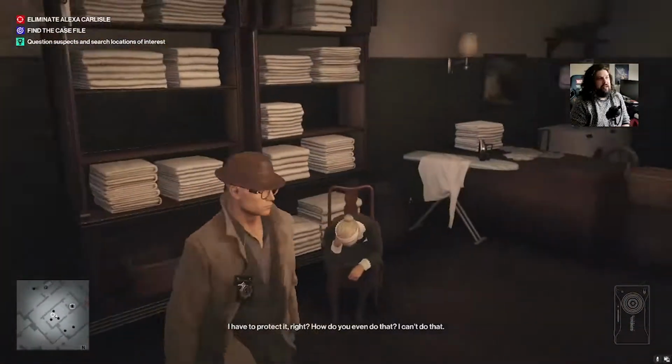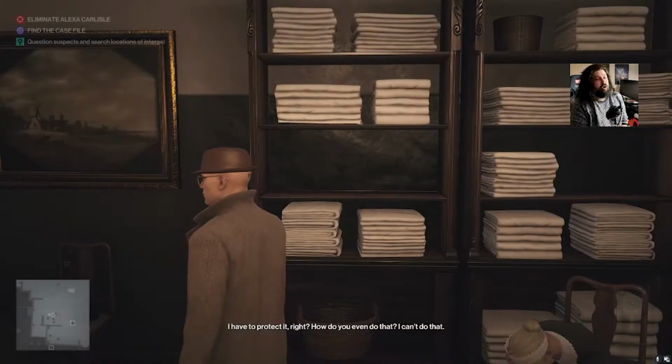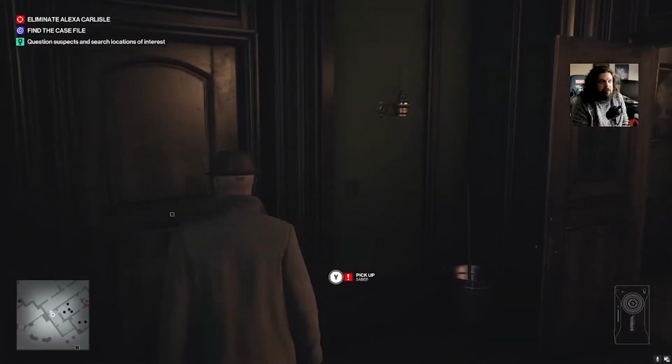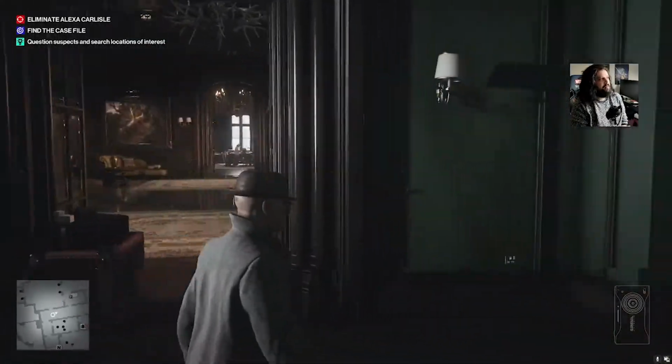Okay, so Rosie confirms that she was with Patrick. So we're going to look at our intel. Alibi confirmed, it was not Patrick who killed Zachary. Zachary couldn't kill anybody, not due to a lack of violence, but because he is completely incompetent and just ineffective at everything in his life.